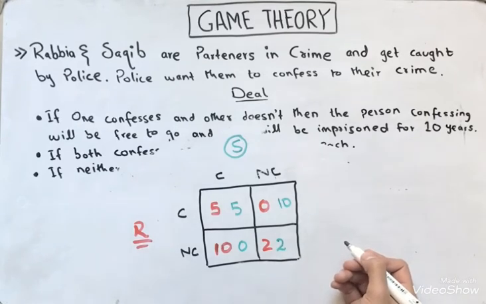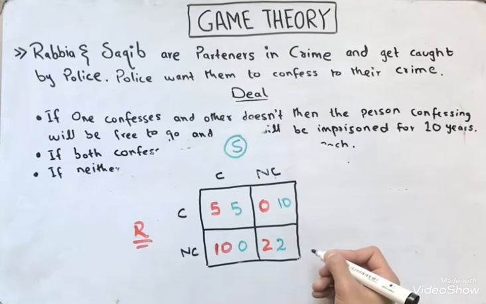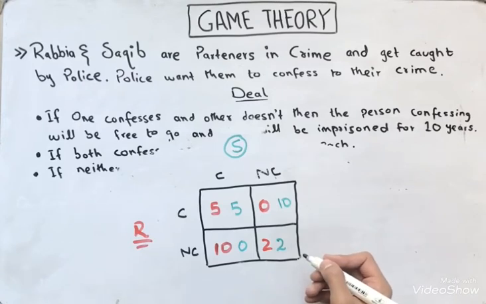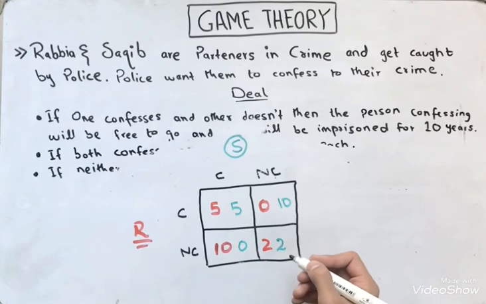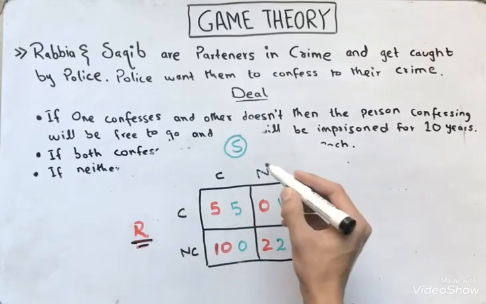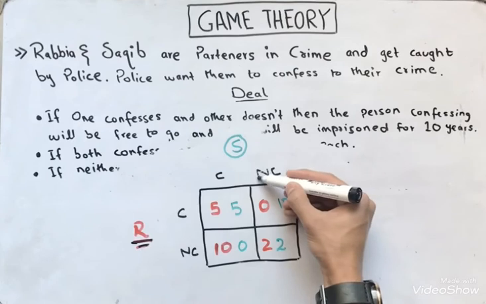So if they trust each other, if they really care about each other, then they should not confess. However, you can see that if they do not trust each other, then it is always beneficial for them to confess, because let's look at the problem from Rabia's perspective. If Rabia is really not trusting Saqib, she can assume Saqib to not confess.